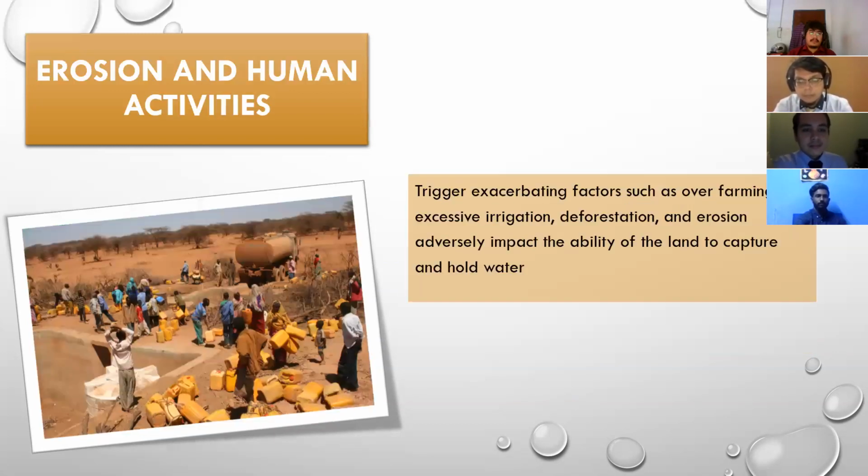Next is erosion and human activities. Human and erosion activities trigger acceptable mitigating factors such as overfarming, excessive irrigation, deforestation, and erosion, which adversely impact the ability of the land to capture and hold water. Erosion and human activities is when human activities disrupt the water supply in a certain area.